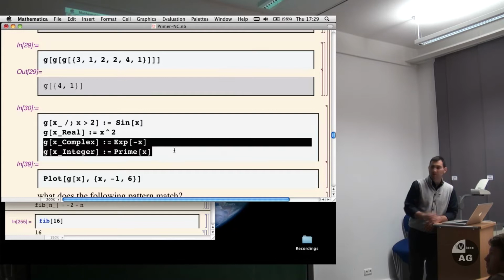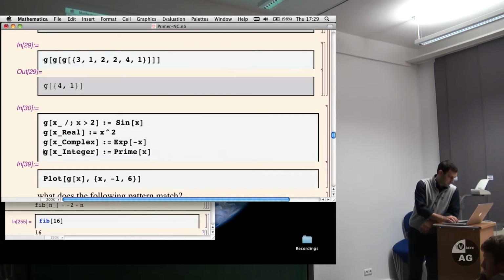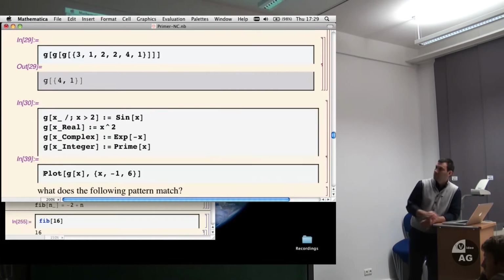These 2 definitions are useless. Yeah? The other 2, well, everything we're going to get will be real, so the second pattern would match, but the first pattern will match everything when x is bigger than 2. Since we define it first, we will get a sine as soon as x is greater than 2, and we'll get a square before that. Anyway, the x underscore real is more specific, so it applies first. So it applies almost any real.